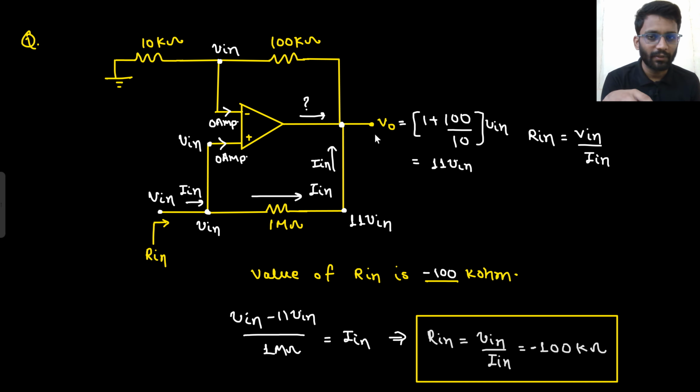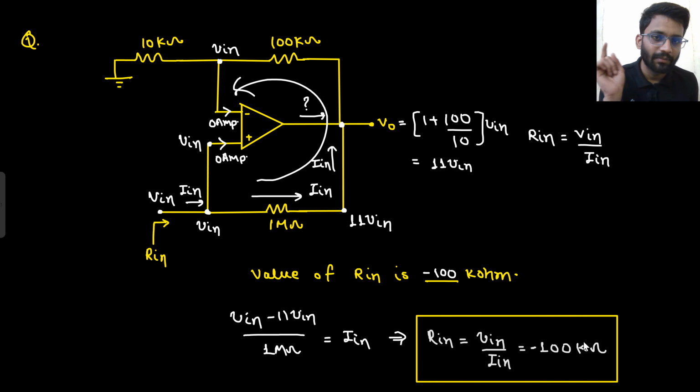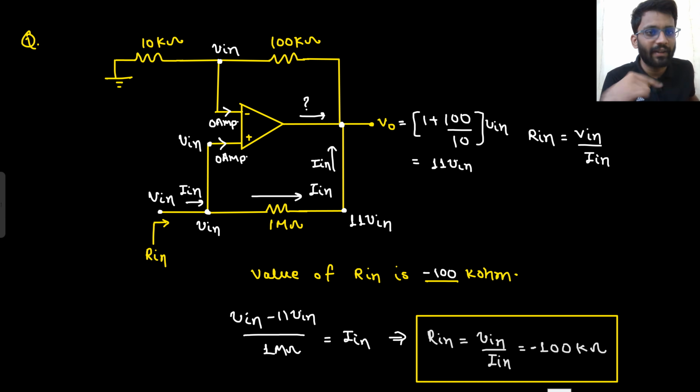Then you got to know that you don't know this V naught potential. Also, you cannot keep this current like this, because the output of the op amp can drive some current. So if the output of the op-amp can drive some current, you have to find this potential V naught. So if this node is V in, then certainly V naught will be 11 V in. The 11 V in will be coming here.